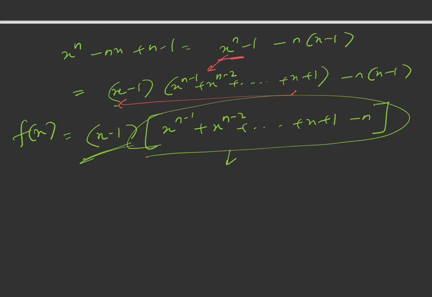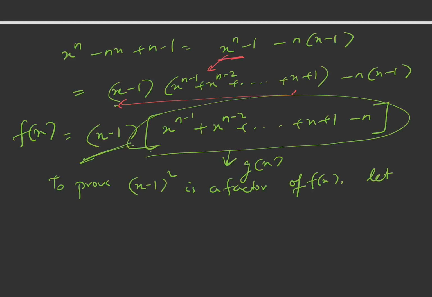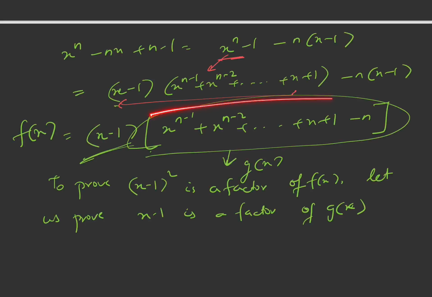So in this I need to prove that, let us say this is g(x), there is a factor x - 1 hidden inside g(x), right? So to prove (x - 1) whole square is a factor of f(x), let us prove x - 1 is a factor of g(x), right? I need to prove that x - 1 is hidden in this g(x).